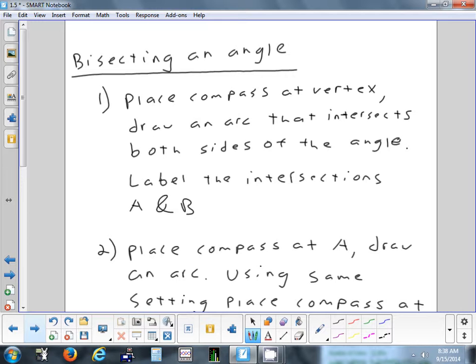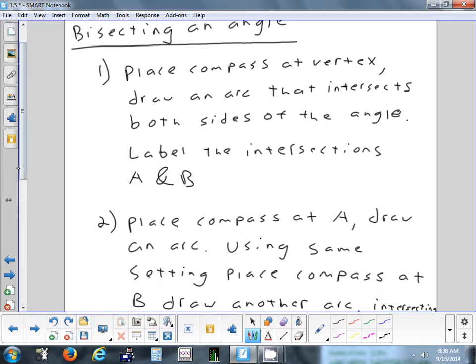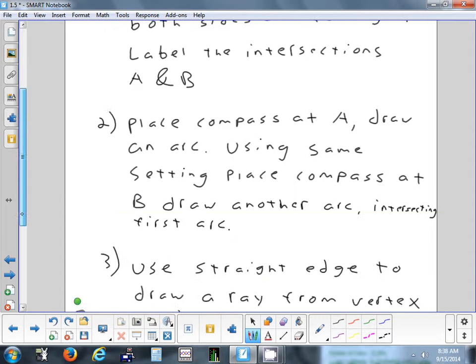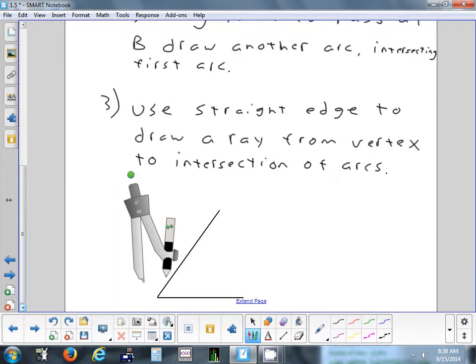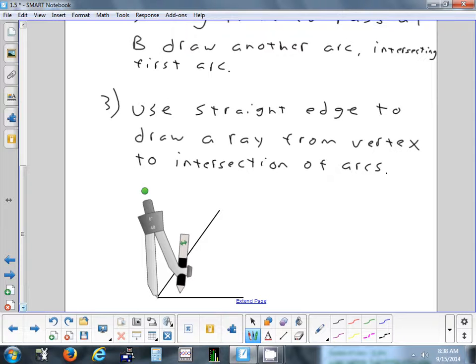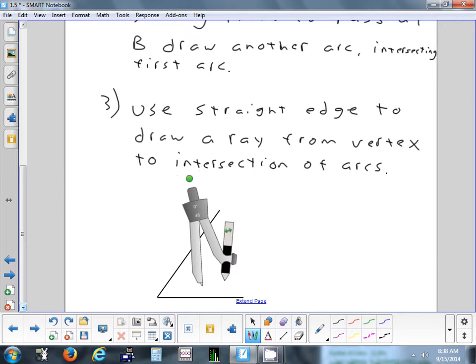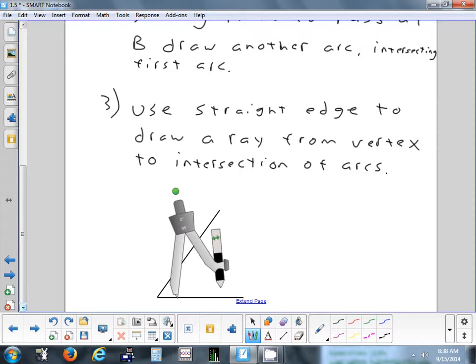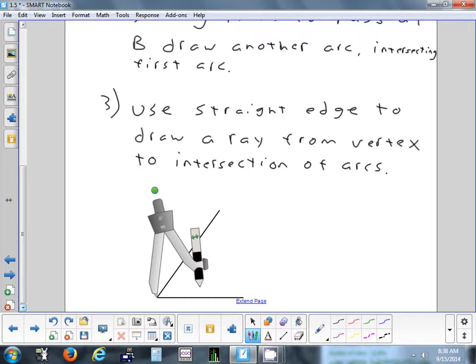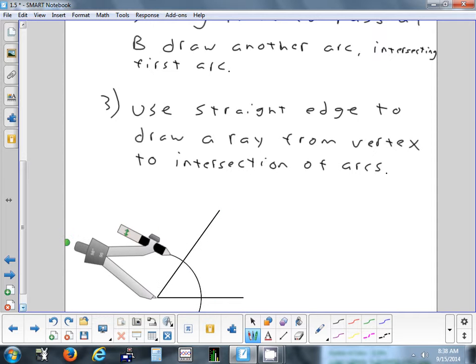Okay, so let me do that. And we'll label the intersection points A and B. Okay, so here's my angle. Here's my compass. We're going to put the compass right at the vertex. And actually, let me make that a little bigger first. There we go. And draw an arc. Okay, label the two intersection points A and B.